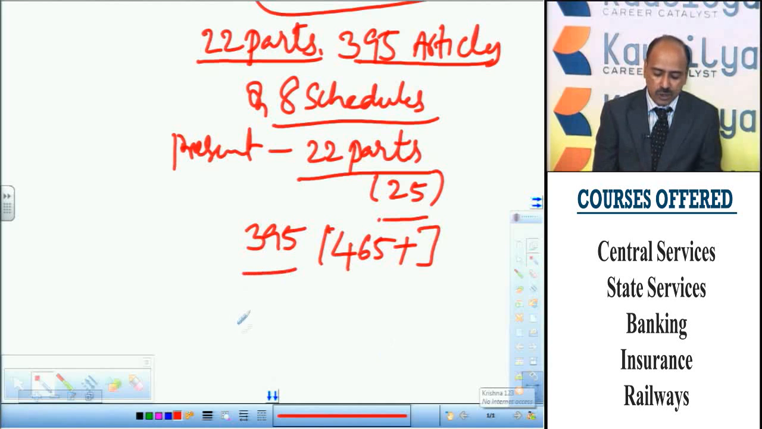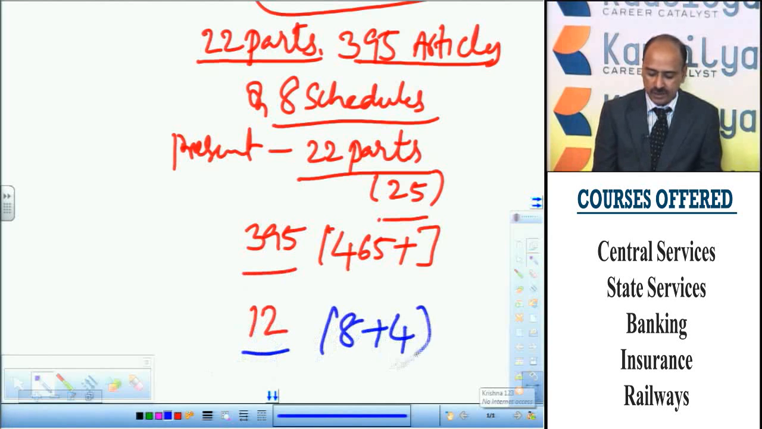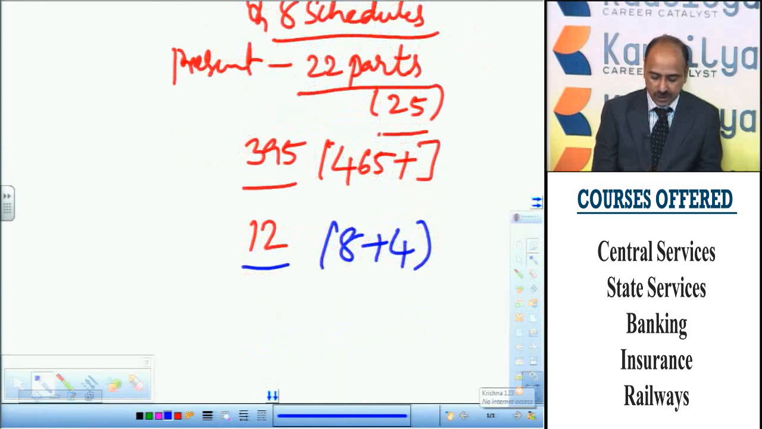And schedules are 12. We added 4 schedules later. First there were 8, after that 4 were added. Schedules do not come under the basic structure of the constitution, that's why we could add 4 schedules. At present, 12 schedules are there in the constitution.